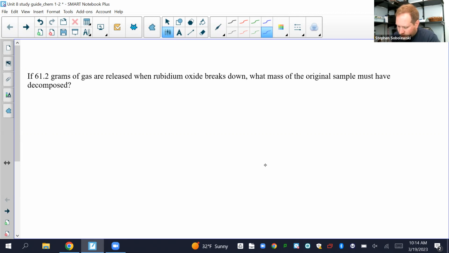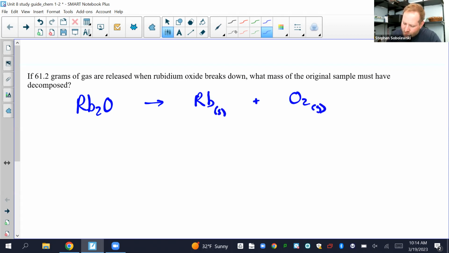Okay, so let's start with this one. We have 61.2 grams of gas released when rubidium oxide breaks down. What mass of the original sample must have decomposed? All right, so we're going to start with the balanced equation. So we have rubidium oxide breaking down. That's going to be Rb2O turns into, it's going to split into its 2 elements, Rb solid plus O2 gas. Balance it out. Looks like we need 2 there and a 4 there, giving us a 2 to 4 to 1 mole ratio. All right, so the problem says if this many grams of gas are released, that must be this one. It's the only gas.